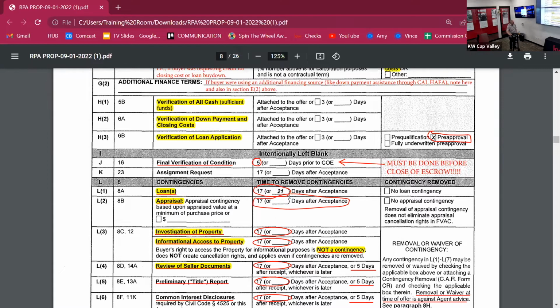Loan contingency. Let's see in this one, all of these, by the way, take 12 to 17 days. If you don't do anything else, it'll be there at 17 days. I put in 21 days. You could also, as I said, go no loan contingency. That's what I'm encouraging you to do.